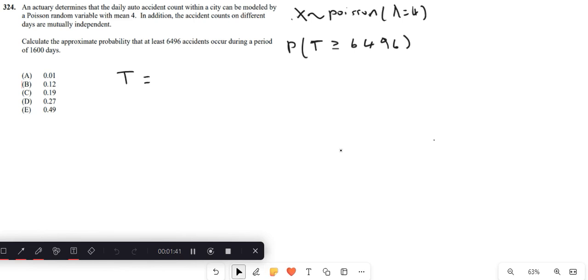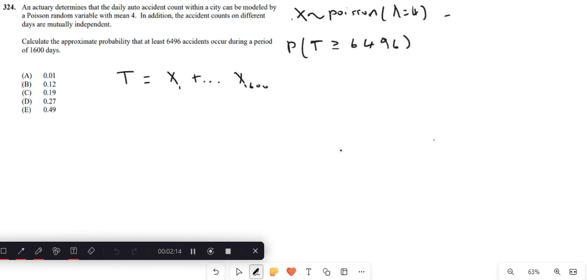T, as I said before, is the number of accidents over 1600 days. And remember that X represents the number of accidents per day in that city. So T would simply be the summation of 1600 of these variables. So it will be X1 plus ellipses, X1600.